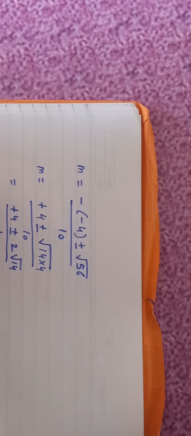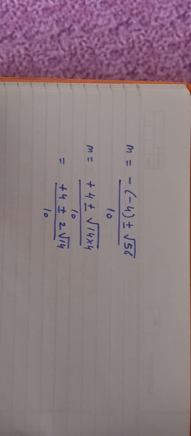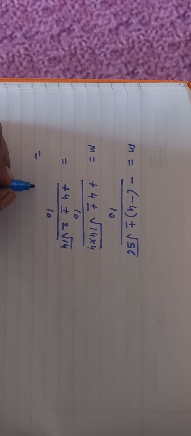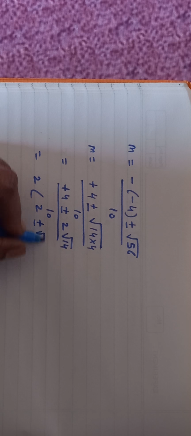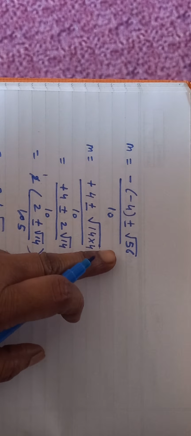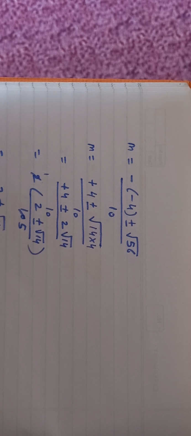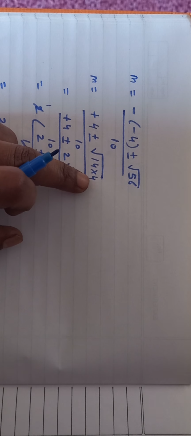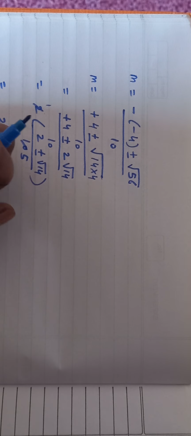upon 10. Now this also further we can simplify. We can take 2 common. So what will remain here? 2 plus or minus square root of 14 upon 10. Correct? 2 1s are 2, 2 5s are 10. So in a simplified form you will get 2 plus or minus square root of 14 upon 5. Now 56, this is simple. 14 4s are, you can write and take it. Square root of 4 is 2. So I have taken it out.